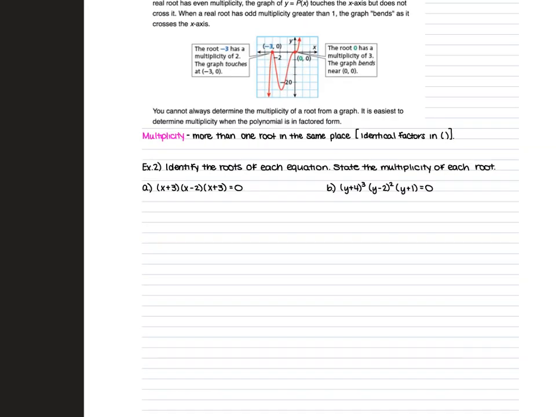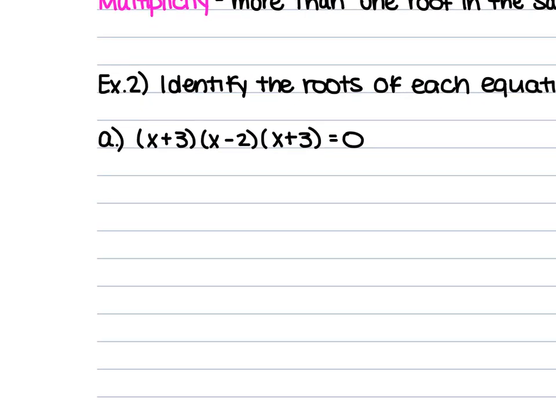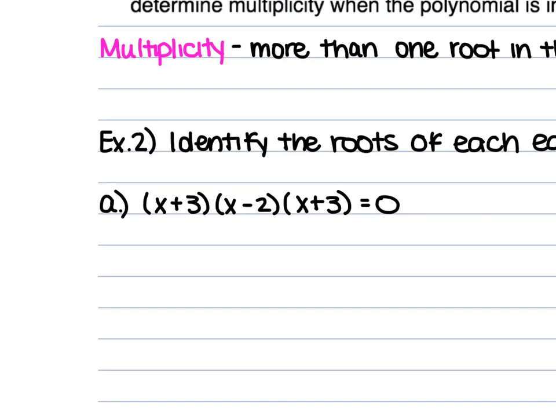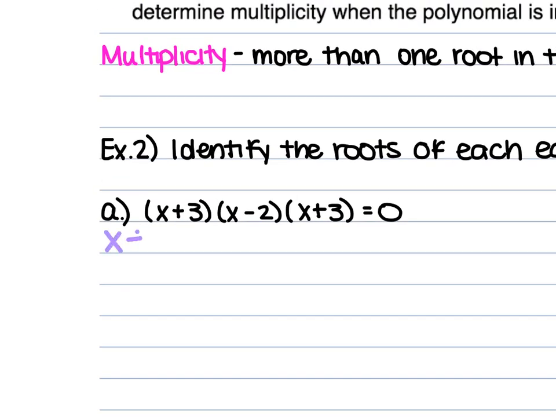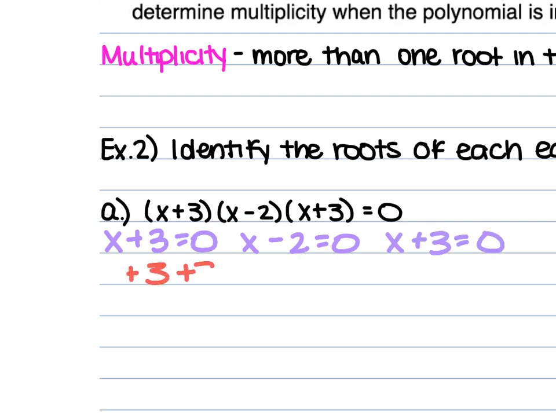So if we look at example 2a, we have x plus 3 times x minus 2 times x plus 3 is equal to 0. So we're going to start by rewriting all of this by having each part equal to 0. So x plus 3 is equal to 0, x minus 2 is equal to 0, and x plus 3 is equal to 0. We're going to subtract the 3 from both sides to get that x is equal to negative 3.